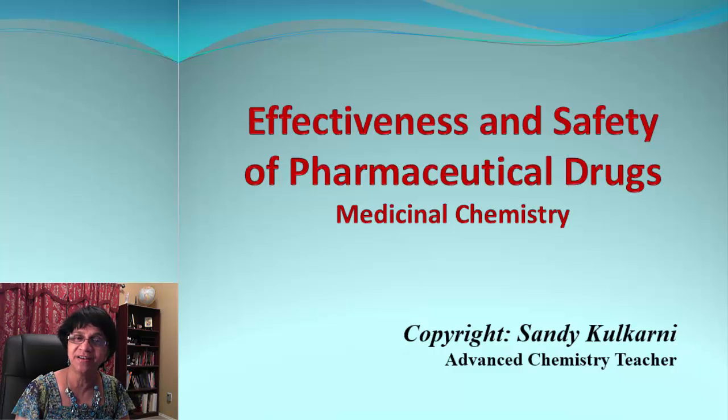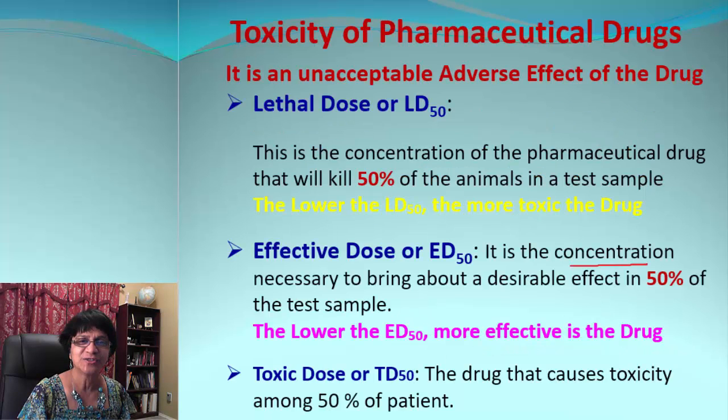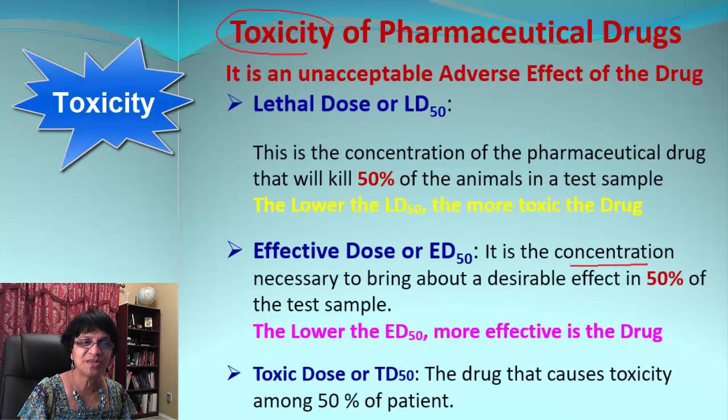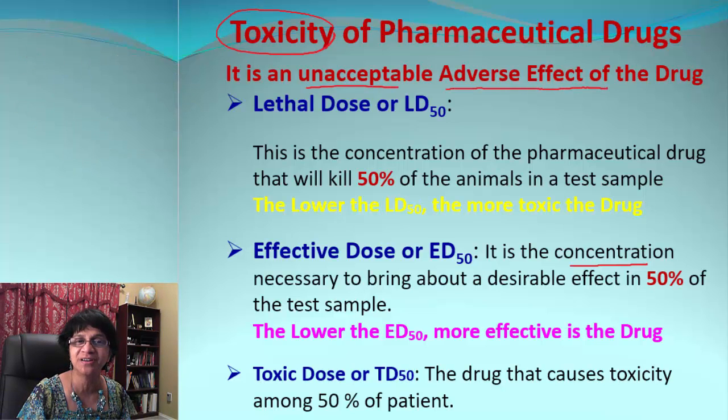We learned in the earlier videos that a medicine can be effective, but at the same point, it can lead to a toxic level. So, we need to always be aware of both effectiveness as well as safety. Let's quickly review what we mean by toxicity. The unacceptable adverse effect of any drug is called toxicity.